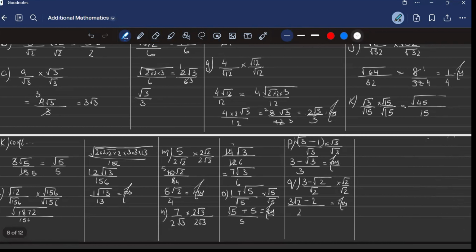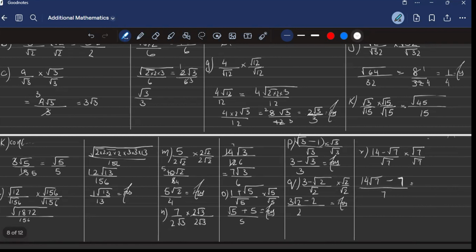Last part, which is R, we would get 14 minus under root 7 divided by under root 7. So basically what we're going to do is again rationalize the denominator, multiply and divide by the same value. You would get under root 7 multiplied by 14, 14 under root 7, minus under root 7 multiplied by under root 7 is 7, divided by 7. So let me just check this. I think this is not the simplest form.